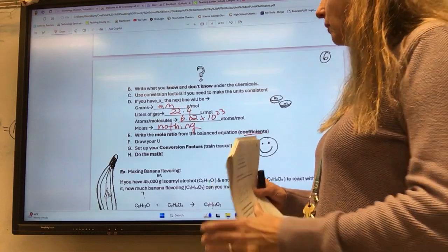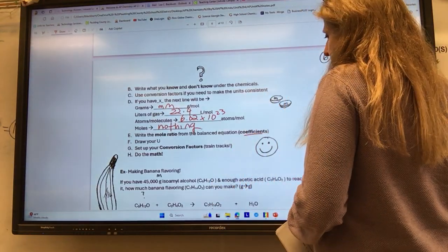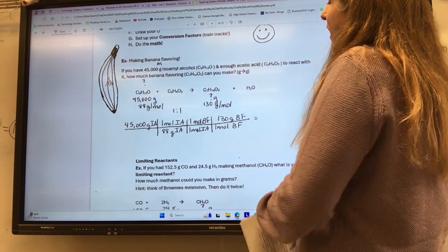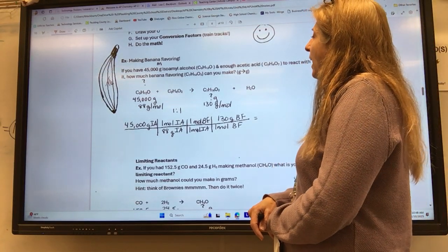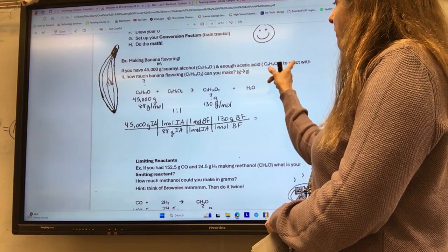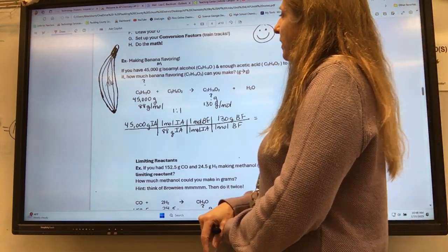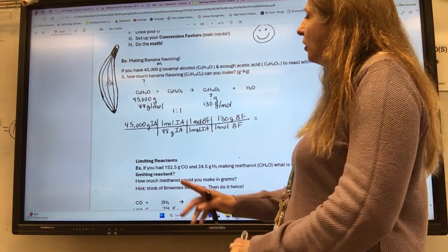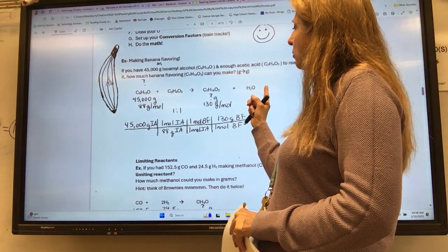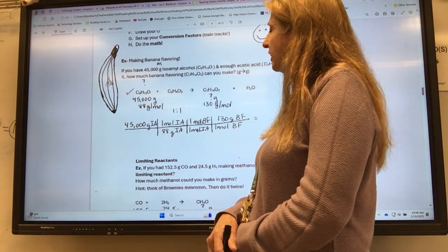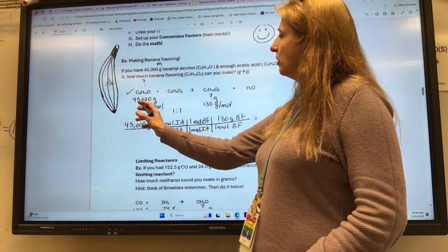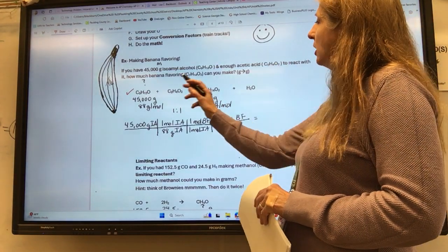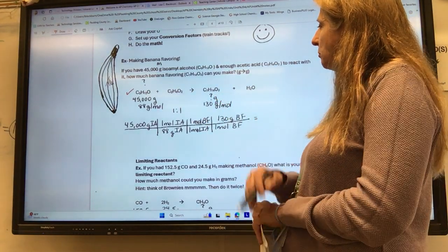So here is an example. Making banana flavoring. You have 45,000 grams of isoamyl alcohol and enough acetic acid, that means that's not important, to react with it. How much banana flavoring can you make? This is a grams to grams problem. So we check to see if our equation is balanced. It is, so I'm going to give it a little check. I write down what I know and don't know: 45,000 grams under the isoamyl alcohol. What I don't know is the banana flavoring, so I write question mark grams.